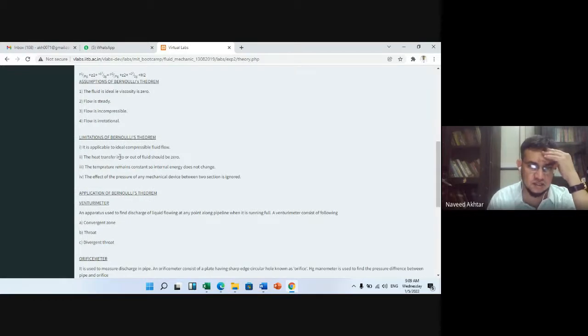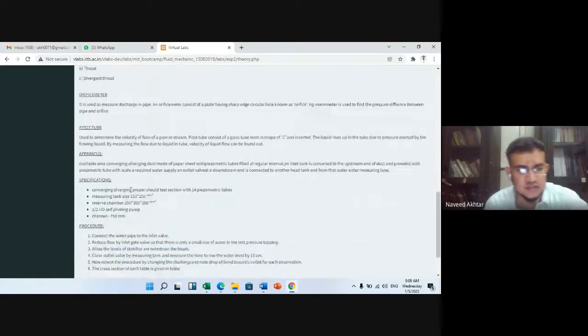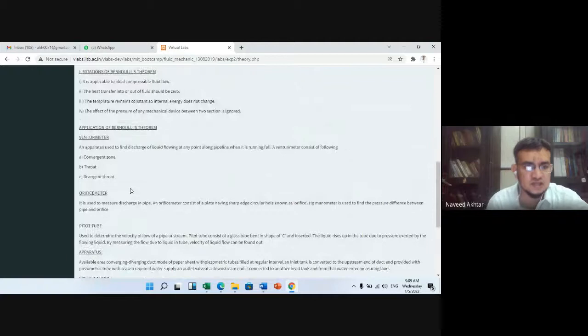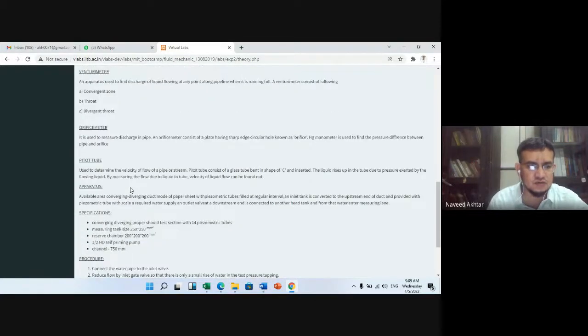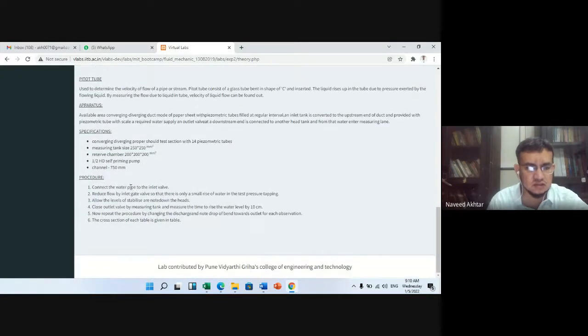That is the assumption. Viscosity is zero, flow is steady, flow is incompressible, flow is irrotational. Then it is applicable to ideal incompressible fluids. These are the limitations. Heat transfer into or out of the fluid should be zero. The temperature remains constant, so internal energy does not change. This we have already discussed, and some applications of Bernoulli's theorem are in the venturi meter, in the orifice, in the pitot tube, and in the beacon. And then the procedure, how to do the practical work in the laboratory.